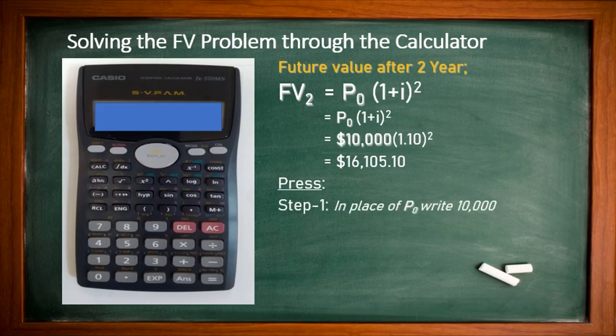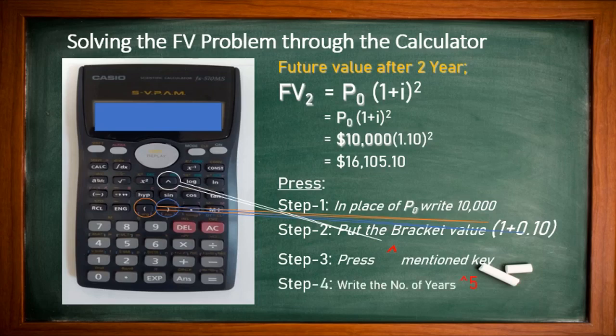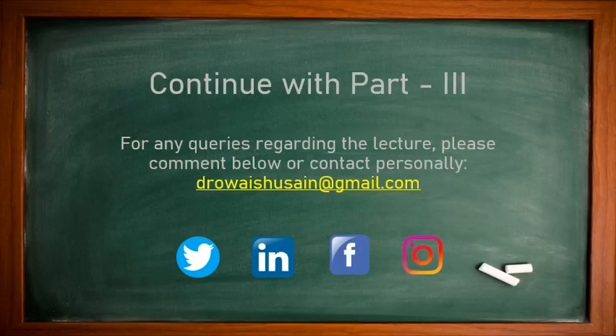Same as I explained before, this is how we use the calculator. First, in place of P0, enter 10,000, then start the bracket and put the value 1 plus 0.10, close the bracket, and then go for the power key, and then put the number of years, 5, and then press the equal to key. You will get your answer, which is 16,105.10. So this is the end of the second video.